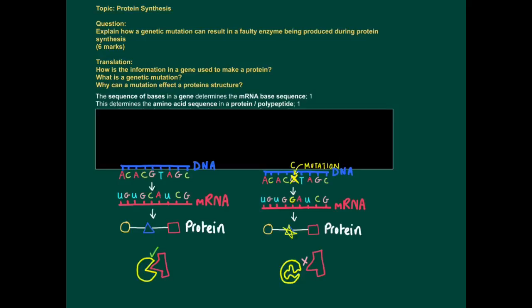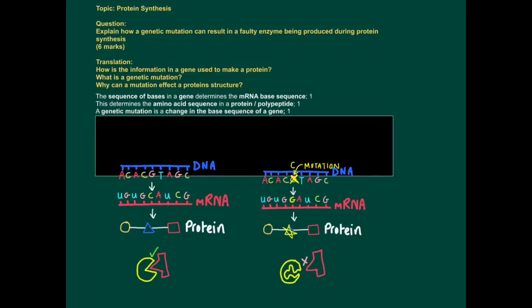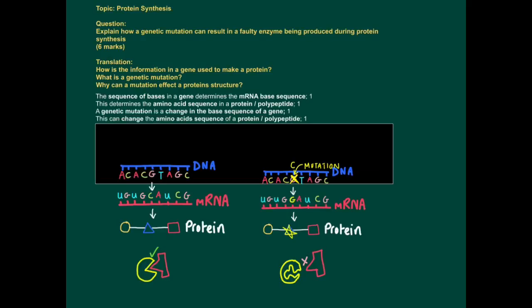Now let's look at what a genetic mutation is. A genetic mutation is a change in the base sequence of a gene. So you can see here's our normal base sequence in our gene, but here we've had a mutation. One of the letters has changed from a G to a C. So we have changed the base sequence, the order of bases, and what base occurs in the gene. So this can change the amino acid sequence of a protein or polypeptide, because if you play this forward, you're going to get a different sequence of bases on mRNA, and now because you have a different sequence of codons, you'll get a different amino acid in our protein. So we're on about 4 marks now.